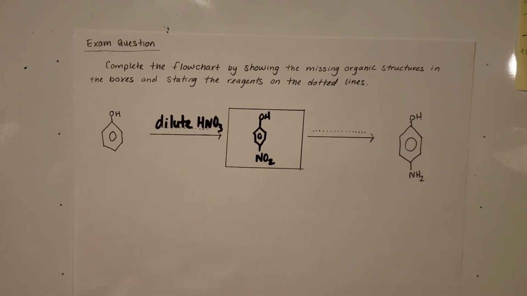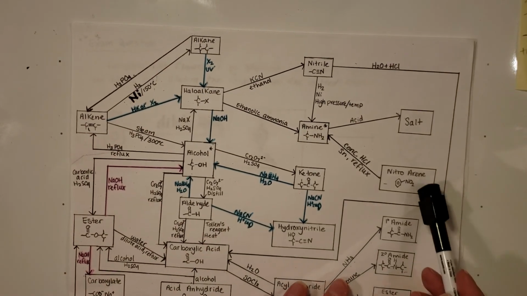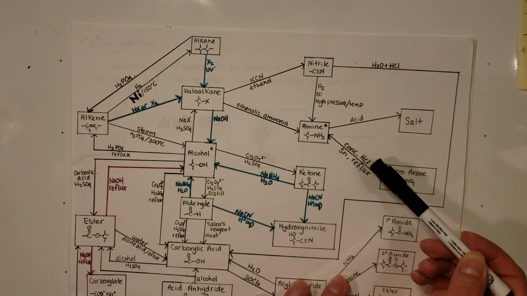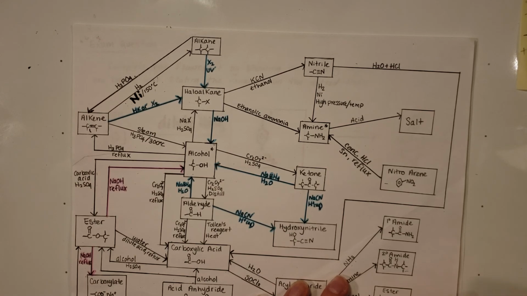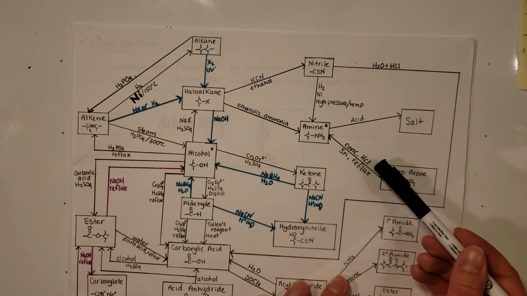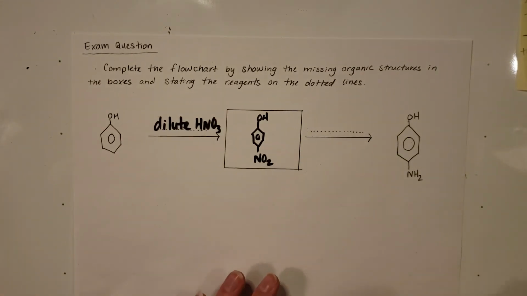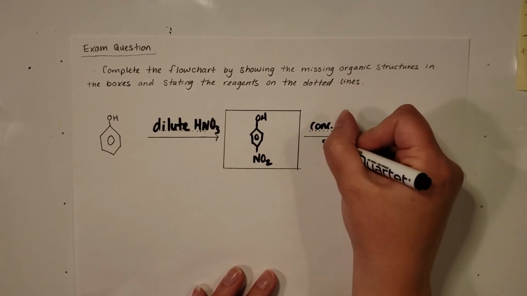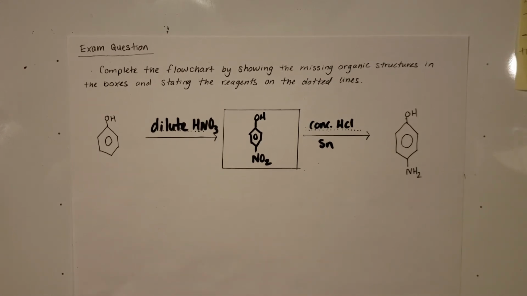And then how do we go from a nitro to an amine? Just referring back, nitro to amine, we need concentrated HCl and we need tin. It does say reflux there as well, but the main thing they're going to be looking for is that it's concentrated HCl and tin. So on that dotted line, conc. HCl and Sn, tin. And that is that question done. So that's the end of that video.